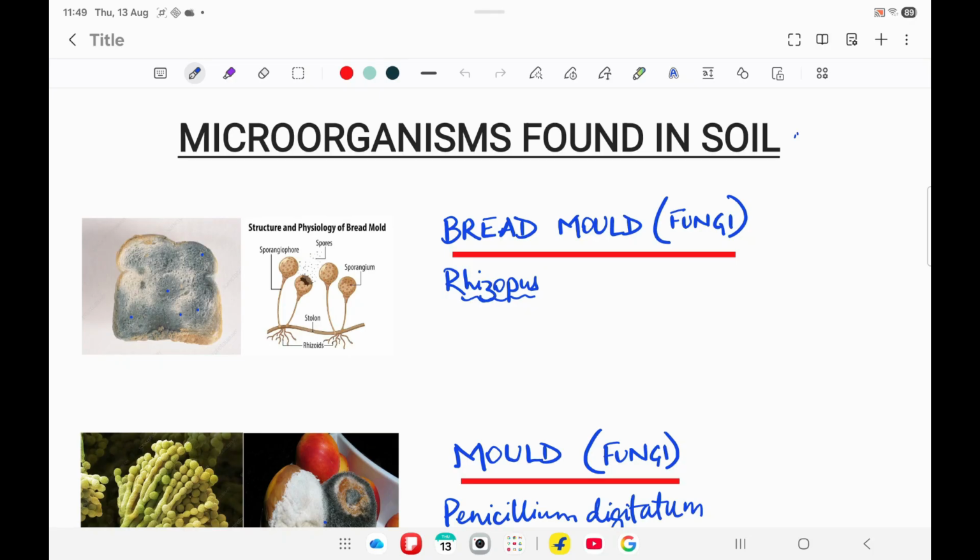What do we find? The first one is the bread mold. It is a fungus and it commonly grows on moist or stale bread. That is why the name bread mold. The most common bread mold is the rhizopus. It appears as cotton-like thread with a black or colored spot. It obtains food from the bread by breaking down organic matter.